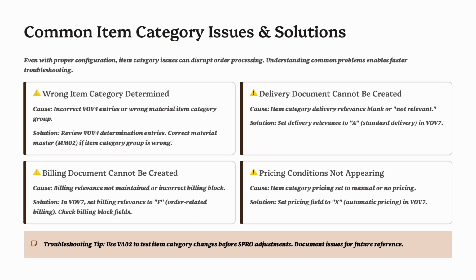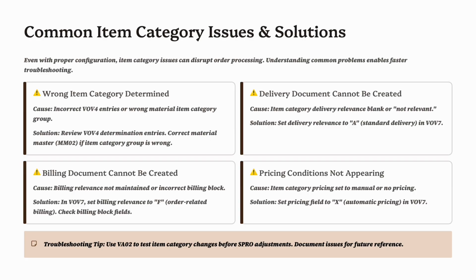Part 6. In real SAP SD projects, item category issues are extremely common because item categories control pricing, delivery, billing, and MRP. Even a small mistake can break the entire sales process. Let's look at the most common issues and how to troubleshoot them efficiently.